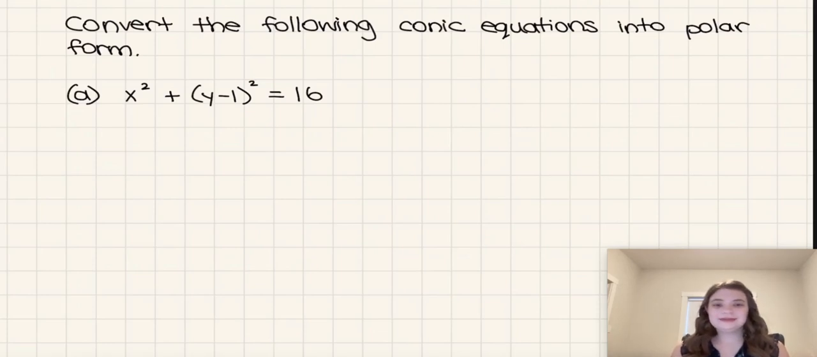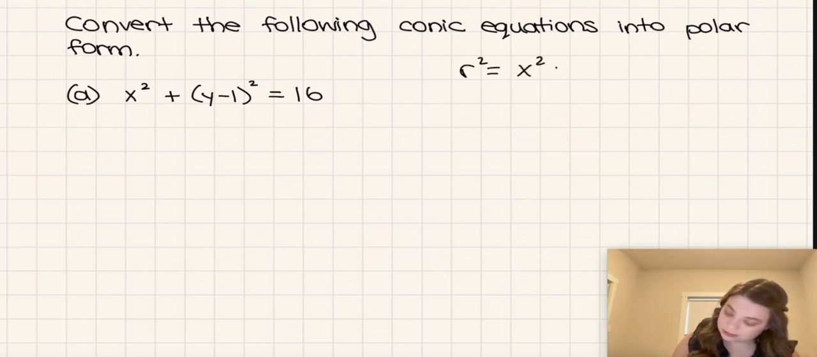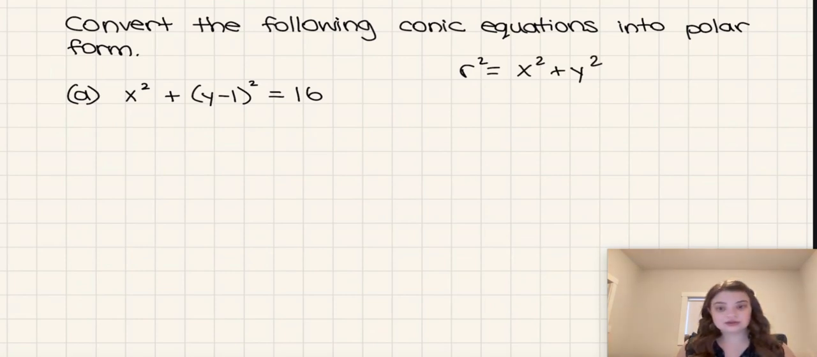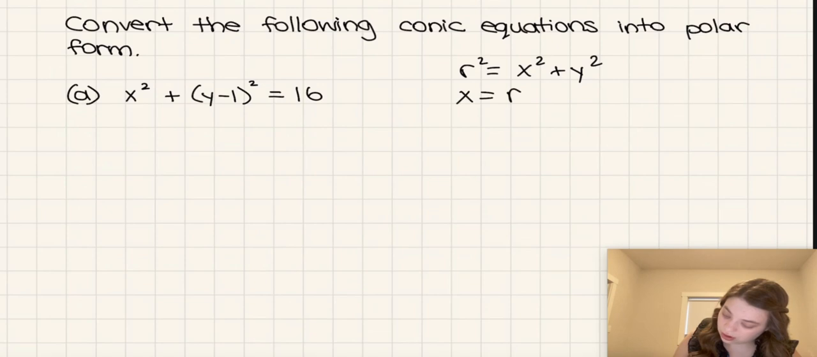Welcome back, everyone. Today we're going to be converting the following conic equations into polar form. In terms of converting a conic equation to polar form, the number one thing we need to remember is the three key equations. The three key equations state that r squared is equal to x squared plus y squared, and that's true because of the Pythagorean theorem. Also, that x is equal to r cos theta, and y is equal to r sine theta.